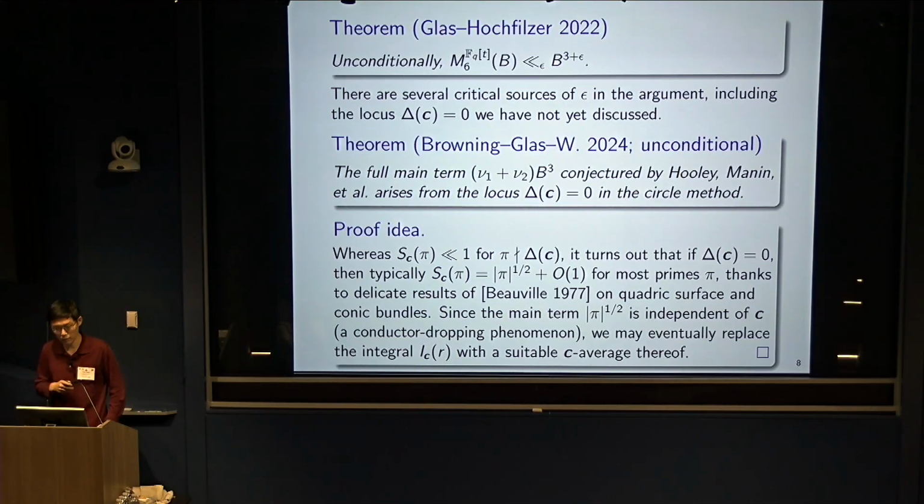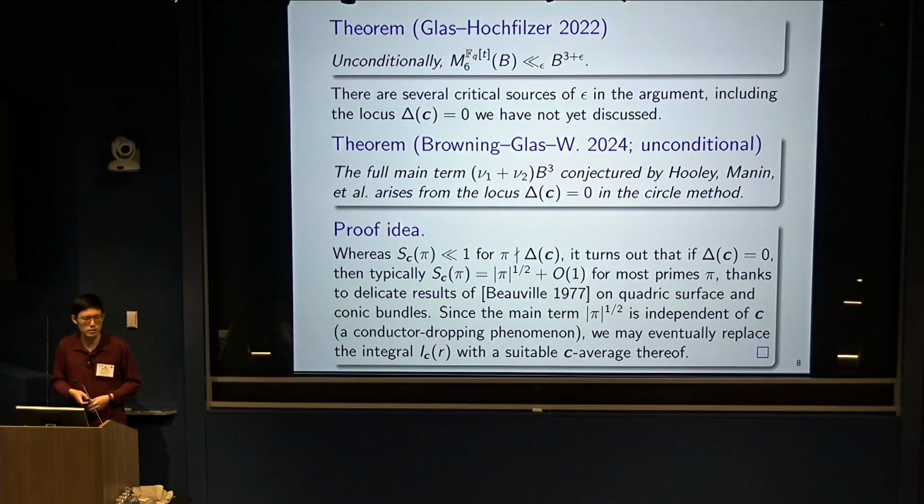And it's familiar where the first term comes from. That comes from c equals 0. Whenever you do Poisson summation, the central term is some kind of probabilistic local density thing. The second term is a bit subtler. Whereas these square root normalized sums SC were normalized to be generically of size 1, if delta c equals 0, they're typically biased to size pi to the 1/2 plus some error. Because this main term pi to the 1/2 is a bit larger, and also independent of c, this can be thought of as some kind of conductor dropping phenomenon. There's no longer variation over c mod pi.